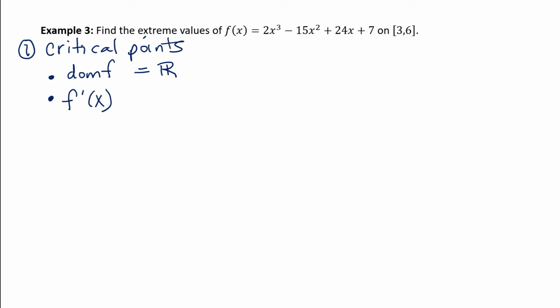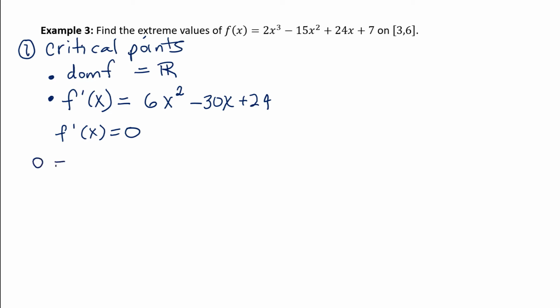Remember, we need to set this derivative equal to 0. So the derivative of 2x cubed will be 6x squared. The derivative of negative 15x squared is negative 30x. The derivative of 24x is 24. The derivative of 7, since 7 is a constant, is 0. Now we're going to solve for where the derivative equals 0. There are no places where the derivative would be undefined.